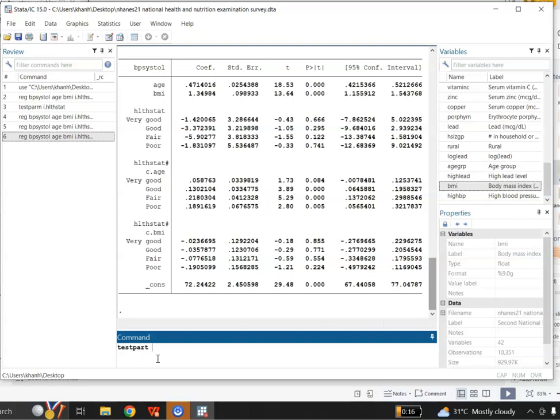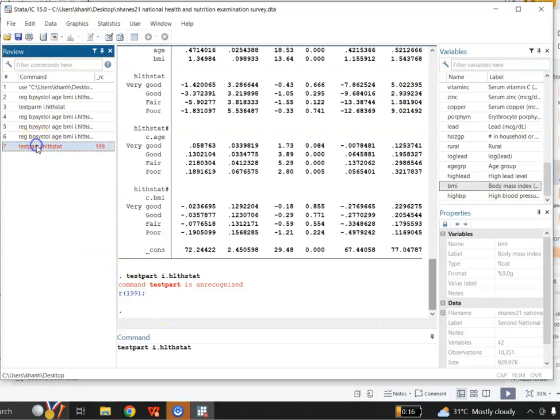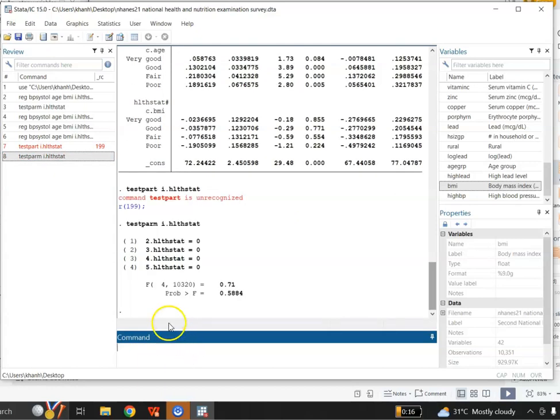First, I would like to mention the health status. So I will write i.healthstat, sorry, testparm. Sorry, I have made a mistake. This should be testparm. It should be m instead of n. So now this time we fail to reject the null hypothesis. So all the coefficients are jointly equal to 0 because this p-value is greater than 0.05.